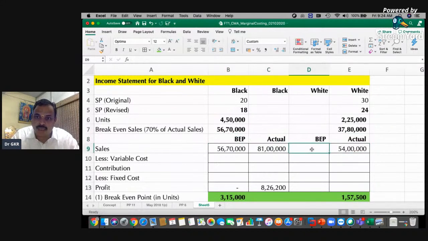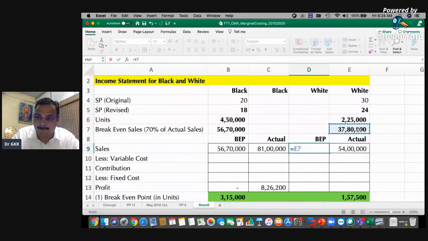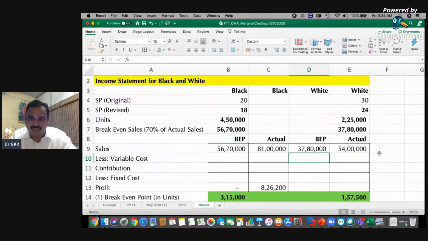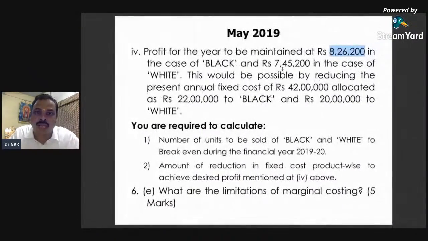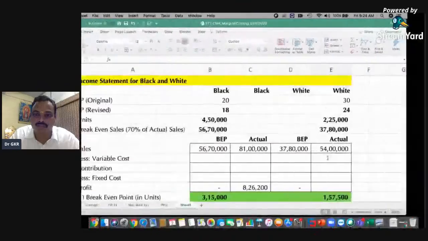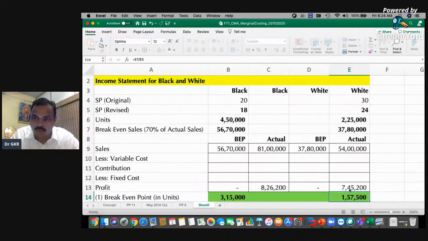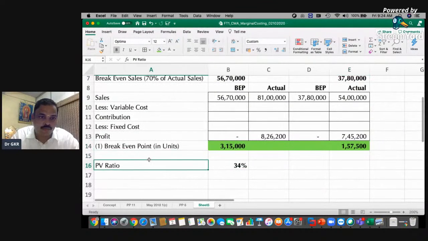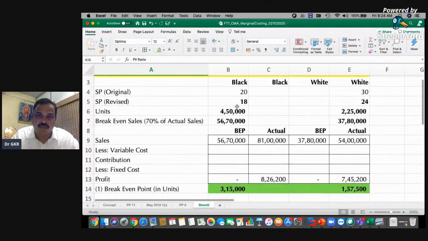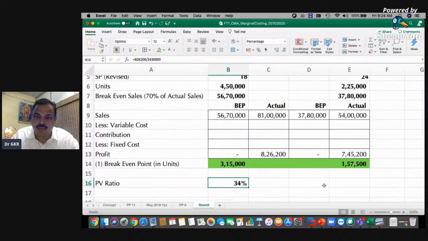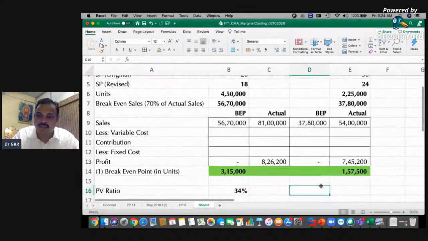So this is actual. Break-even point is how much? 3780. This is your change in sales. Change in profit is how much? What is your profit for black? 7,45,200. Wow. So that means PV ratio for black is 34%. PV ratio for white is how much?